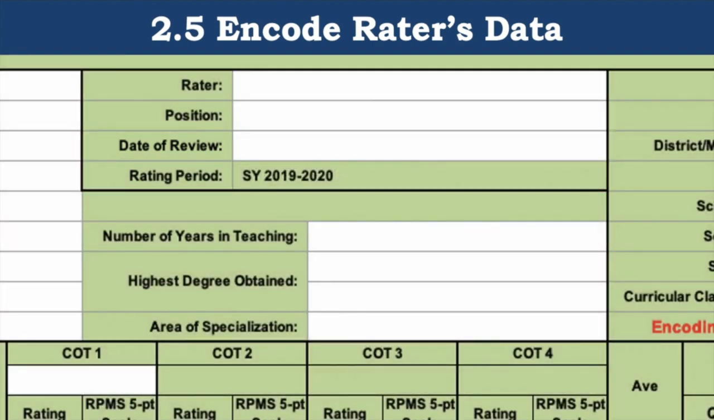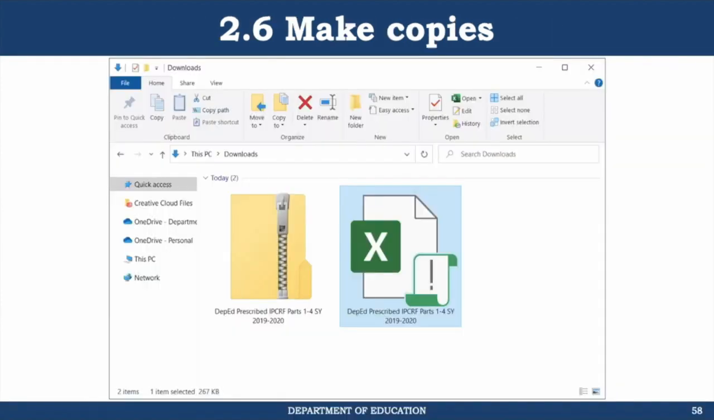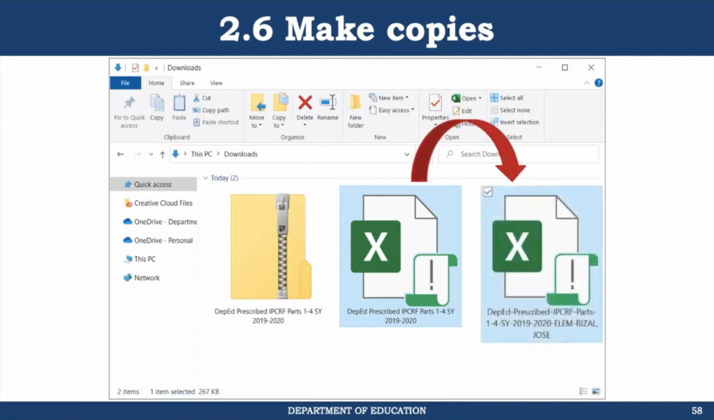Okay, after finishing encoding the school's information and the rater's information, you need to save the Excel workbook and then close it. What we've done so far is basically make a template. Remember, the rater is doing this. He or she must prepare all the IPCRF files for each of the teacher that he or she will be rating. Suppose I need to prepare the IPCRF tool for one teacher. I will just duplicate the template that I've created and then rename the duplicate to include the name of the ratee or the teacher that I will be rating.